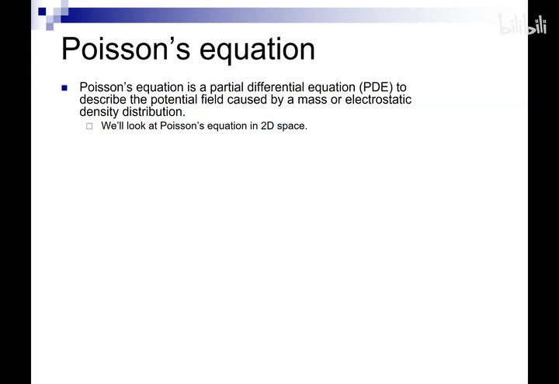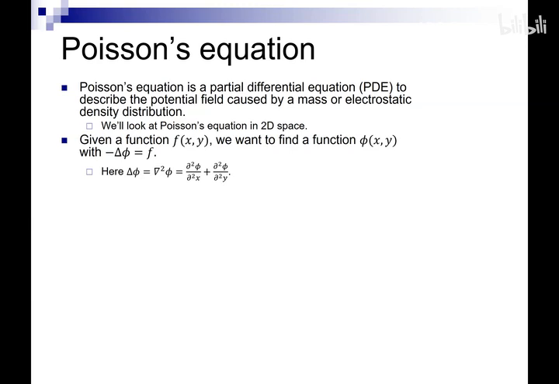Which can be caused by mass, so it can be a gravitational field, or it can be like an electric field. We're not going to worry too much about the physics behind Poisson's equation. We're going to look at this equation in 2D. We're just going to focus on how we can implement this efficiently in parallel.